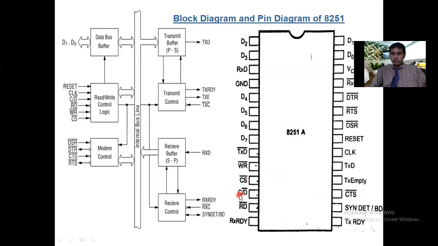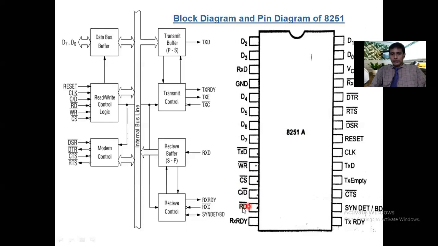Then C by D bar. C by D bar is nothing but control slash data bar. Whenever it is 1, then the operation is control. If it is 0, then the operation is a data operation. Now read bar. Whenever the read bar signal is activated, by giving 0, what happens? The CPU reads data from the 8251.